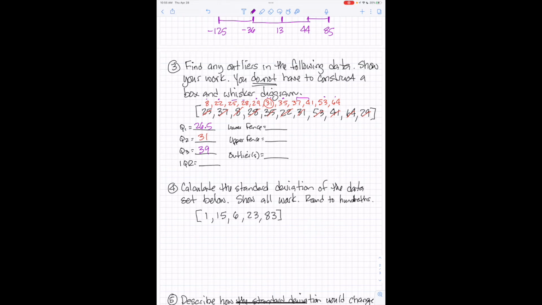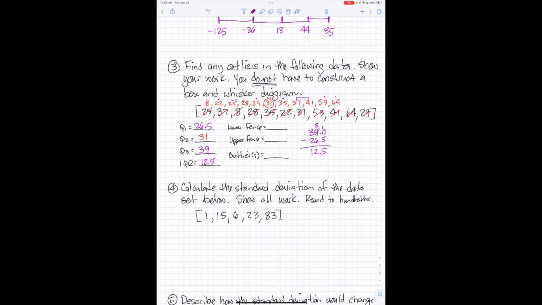The IQR is Q3 minus Q1. Q3 is 39 minus Q1 is 26.5. So I'm going to put a 0 here. So do my little subtraction. So that's 5. 8 minus 6 is 2. 3 minus 2 is 1. So 12.5. The IQR is 12.5.